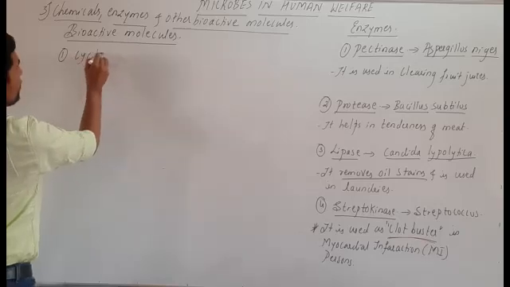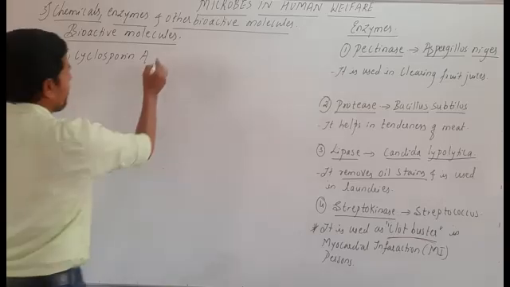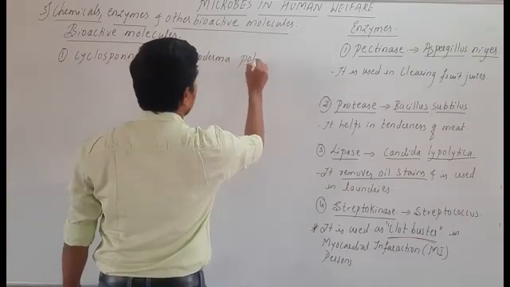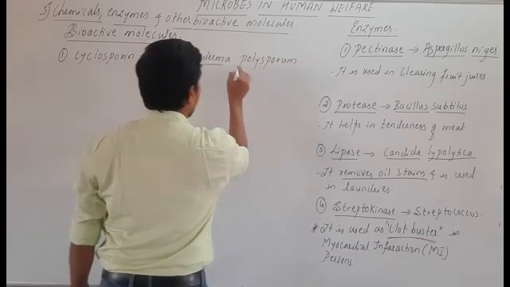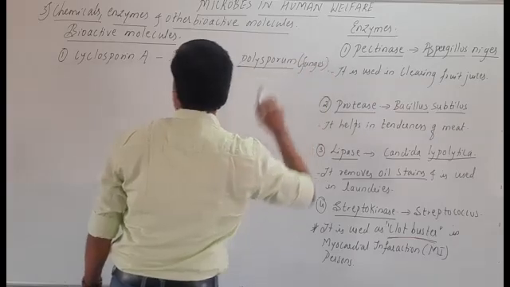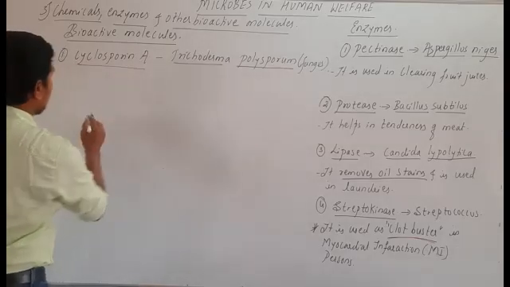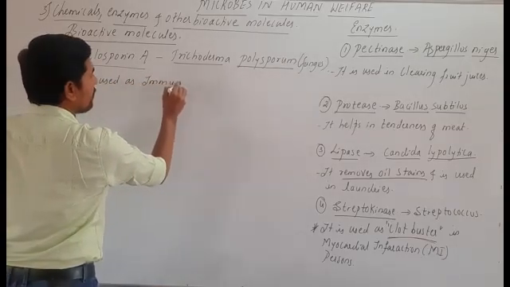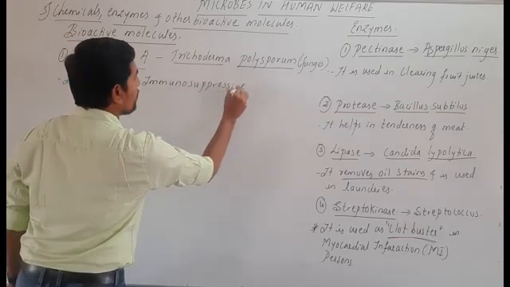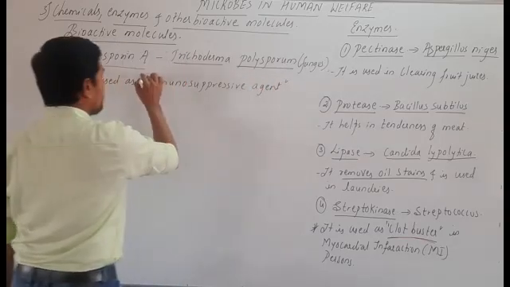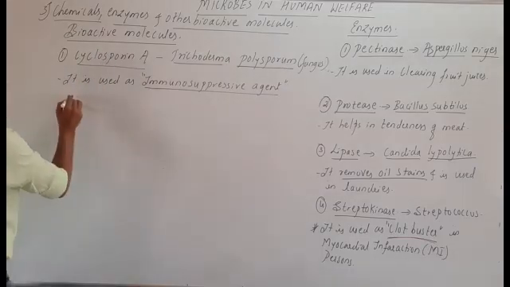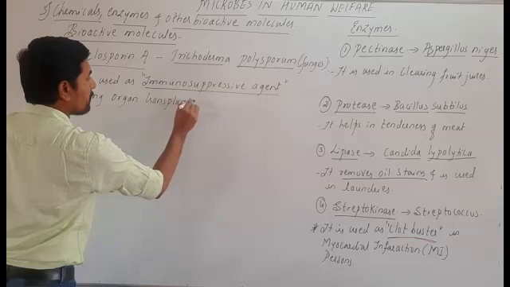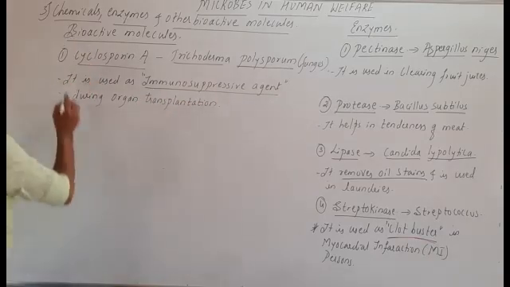First one is Cyclosporine A. It is produced from Trichoderma polysporum. This is the name of the fungus. Cyclosporine A is used as an immunosuppressive agent during organ transplantation.